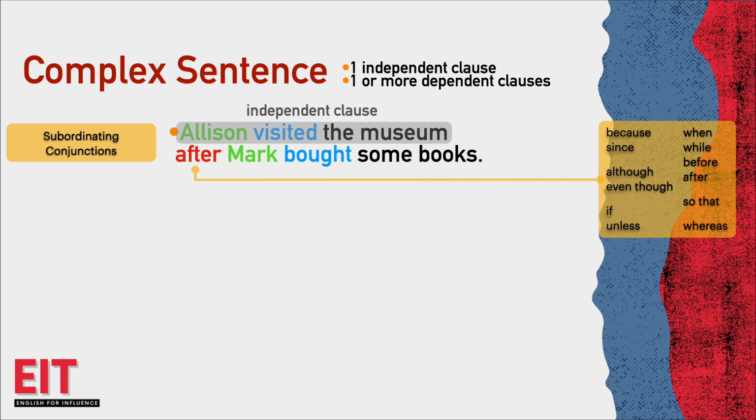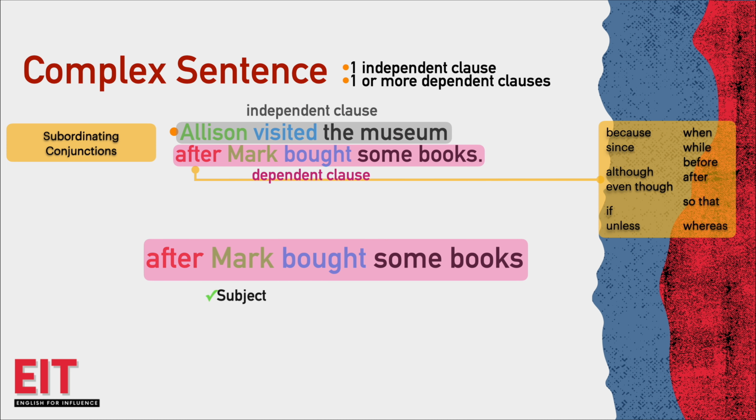But so far, we can see that we have one independent clause. Allison visited the museum, so it is independent because it can stand on its own. If I drop the other part of the sentence after Mark bought some books, it will still make sense. Allison visited the museum, right? Yes, it has a subject and a verb and a complete thought, so that makes it an independent clause. But we also have the second part, which is a dependent clause. It cannot stand on its own. Yes, it has a subject and a verb, but it doesn't have a complete thought.